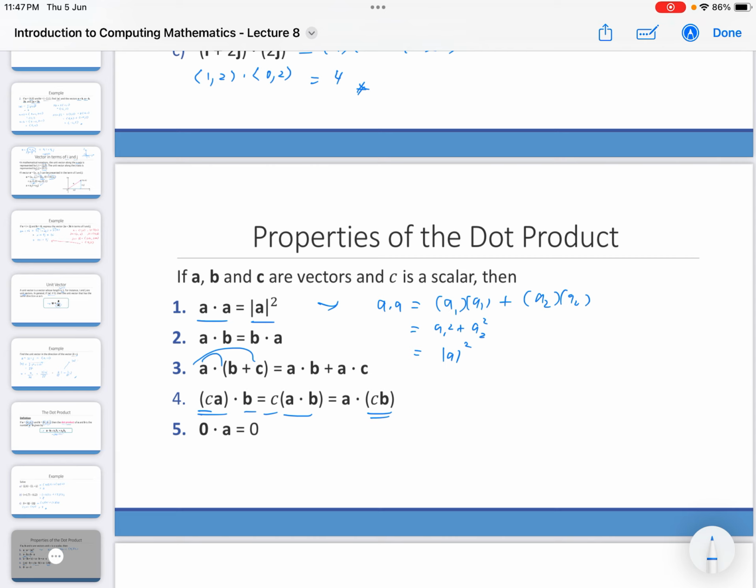The last property is, if we have the zero vector dotted with A, we get the value 0. This is because the zero vector is 0, 0, and the components of vector A are A1, A2. So if we dot these two, 0 dot A is equal to 0 times A1 plus 0 times A2, which is equal to 0. It's a value 0, not a vector anymore. Basically, when we do the dot product of two vectors, we get a number, a value. It's not a vector anymore.